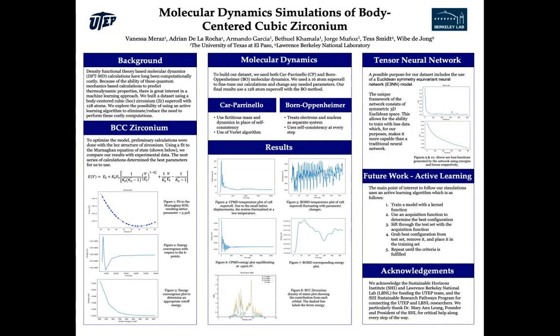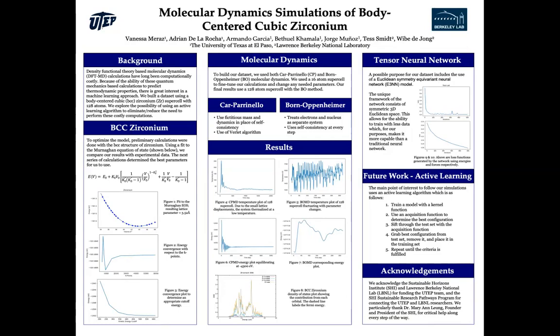Below you can see the results of both of those data sets. Because BCC zirconium is stable at high temperatures, we had a thermostat at 1500 Kelvin for each of these data sets. Over on the left side, you can see the Car-Parrinello calculations thermalized at a very low temperature, and that's because of the small displacement from the ideal lattice, and the system wasn't able to reach the 1500 Kelvin. On the right-hand side, the Born-Oppenheimer data set was able to reach the high temperatures, ranging from 1300 Kelvin to 1700 Kelvin.